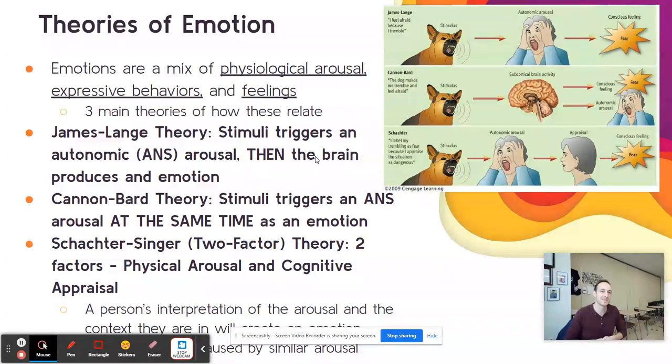So the first one, James-Lange theory, says basically that stimuli will trigger an autonomic nervous system arousal. So think like a fight or flight response in a way.